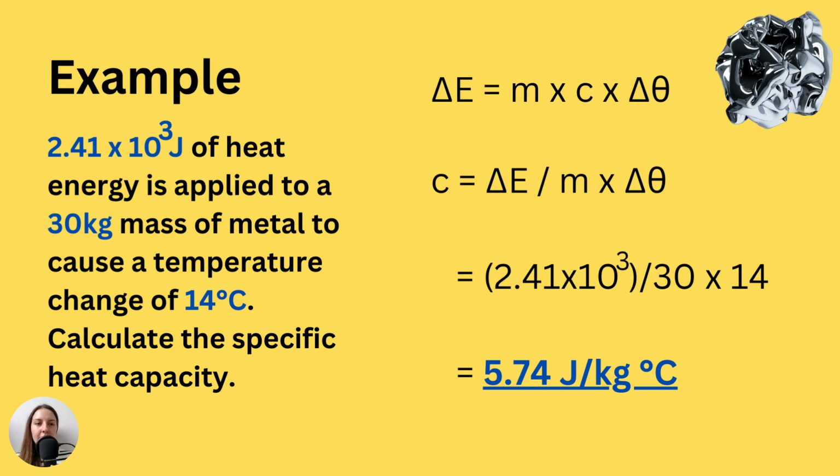Let's do an example then. 2.41 times 10 to the power of 3 joules of heat energy is applied to a 30 kilogram mass of metal to cause a temperature change of 14 degrees Celsius. So calculate the specific heat capacity in this case.